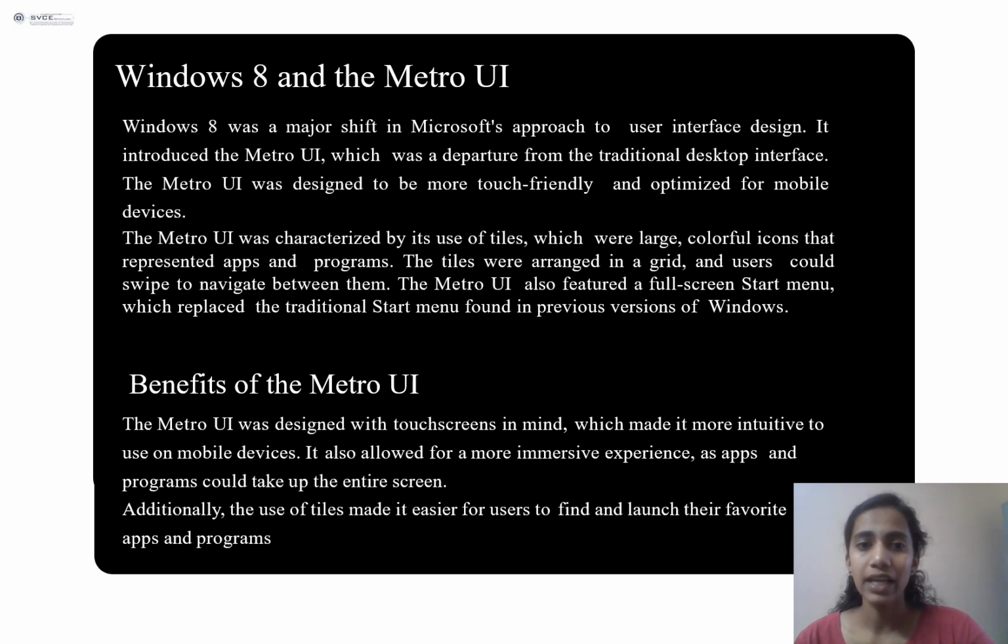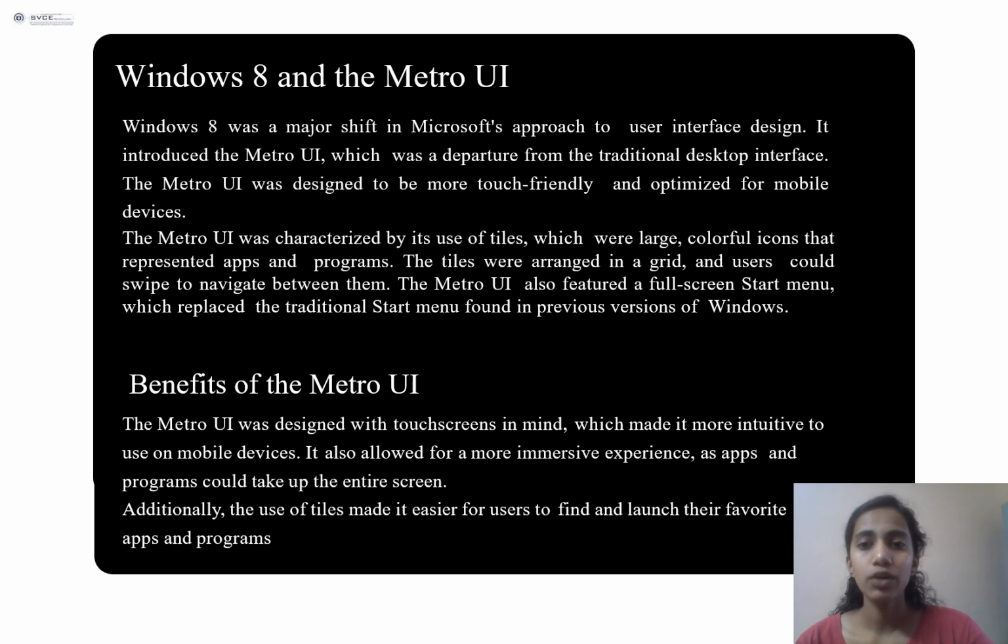The Metro UI was characterized by its use of tiles, which were large, colorful icons that represented apps and programs. The tiles were arranged in a grid and users could swipe to navigate between them. The Metro UI also featured a full-screen start menu which replaced the traditional start menu found in previous versions of Windows.